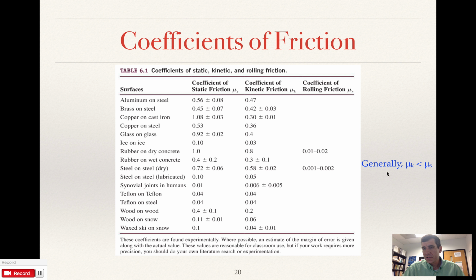Now, the other thing to note here is that generally the maximum possible static friction is larger than kinetic friction. So this means that mu sub s is almost always bigger than mu sub k. And then finally mu sub r, the coefficient of rolling friction, is even smaller.